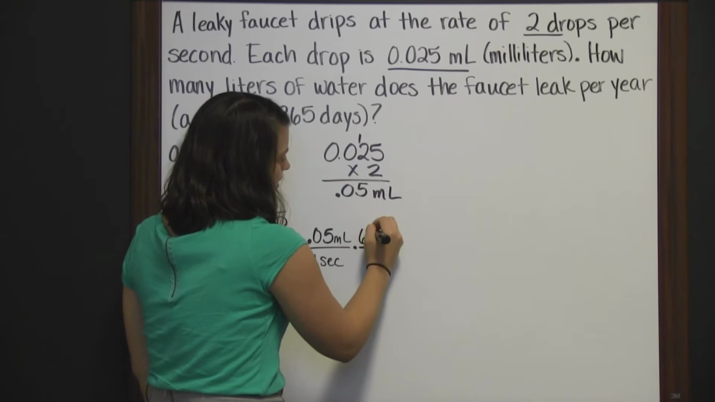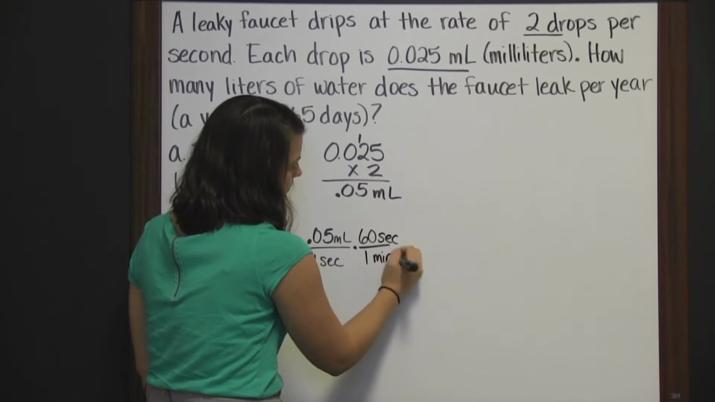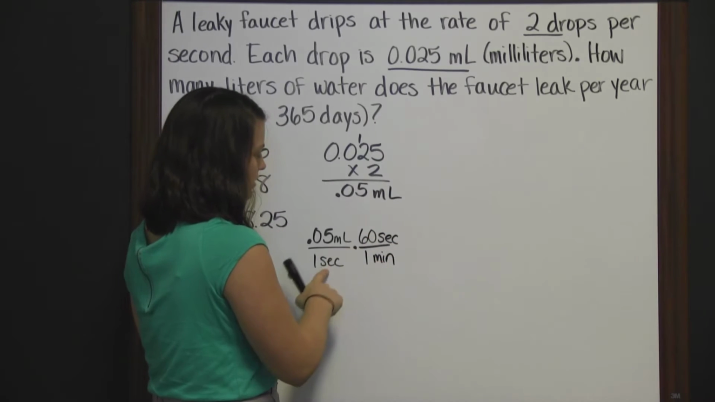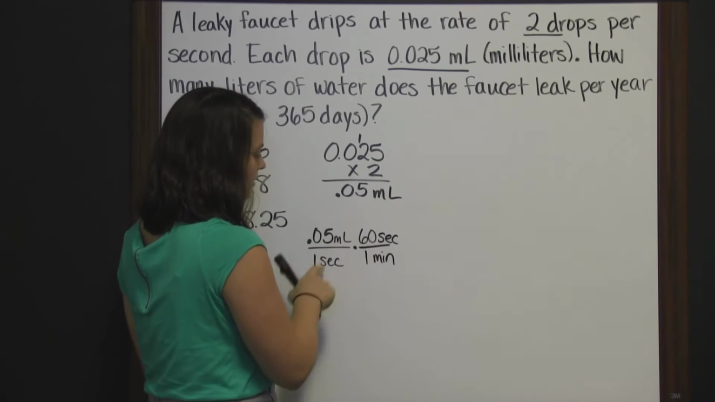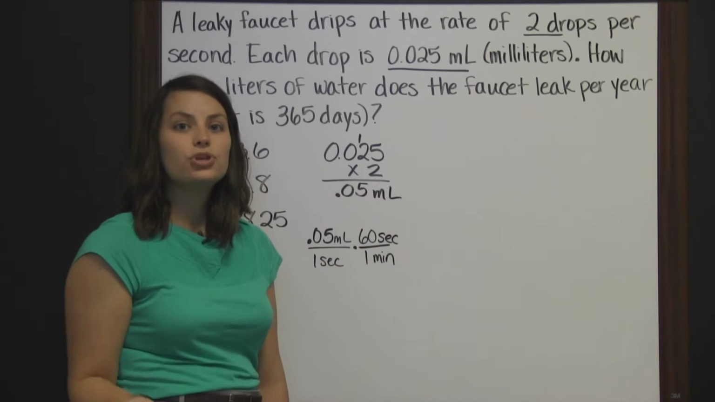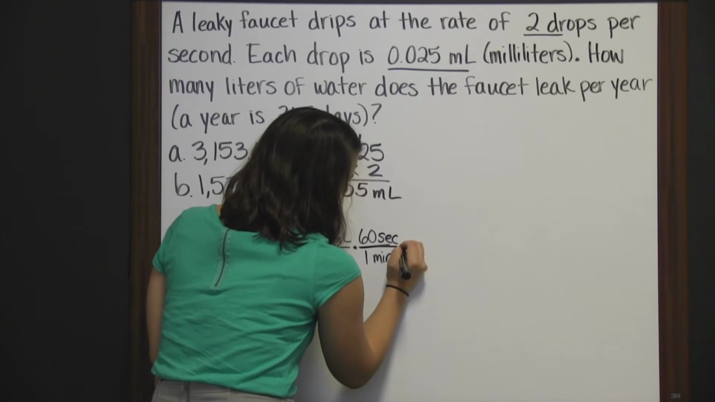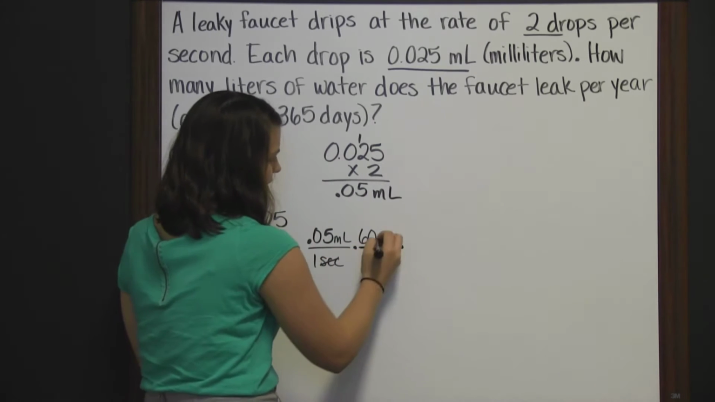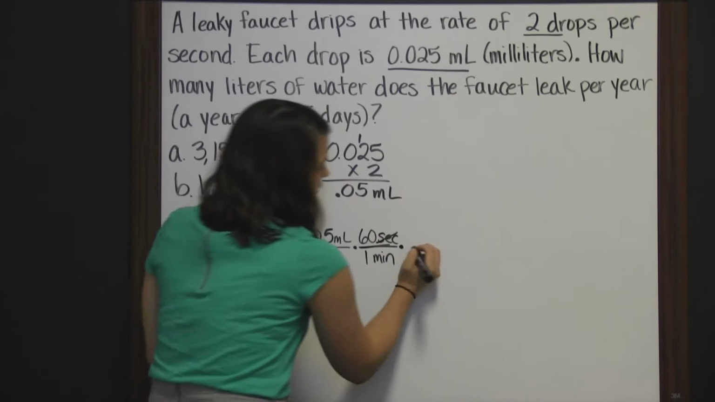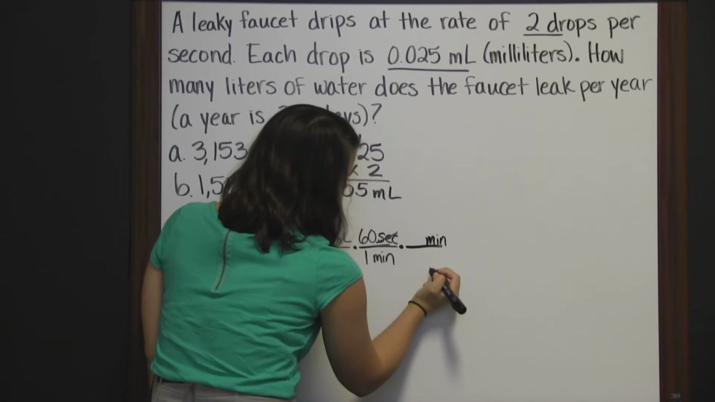And I know that 60 seconds is 1 minute. Now the reason I put seconds in these diagonal positions is that we're multiplying fractions, and so those units will cross cancel. So I'm going to continue on converting. So I've converted now from seconds to minutes. So now I need to do the same thing with minutes. So minutes in my numerator.